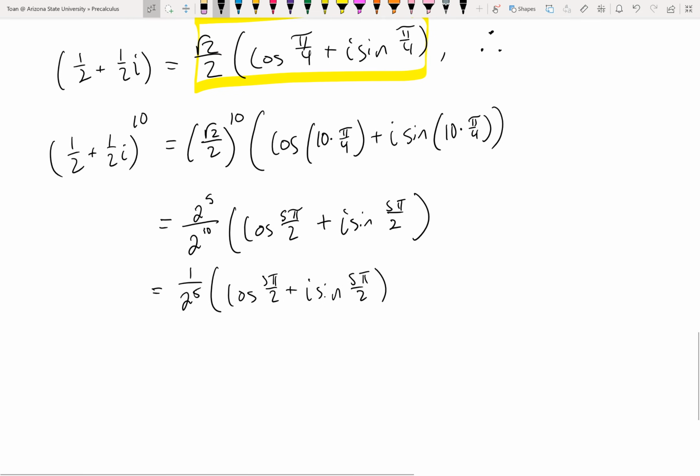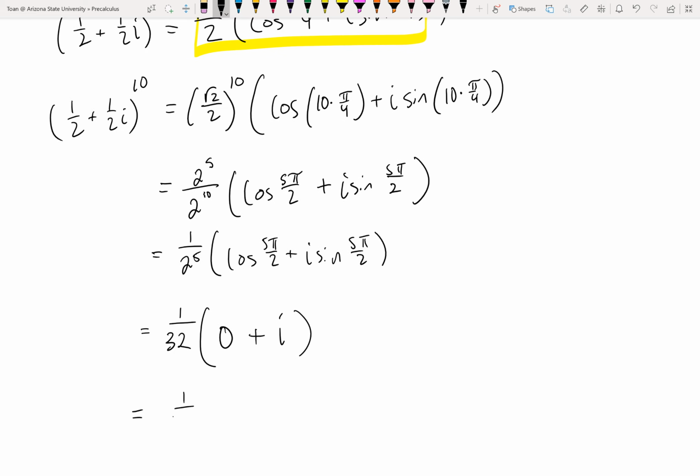So again, to write your answer in standard form, you just evaluate it. Just do it. Figure out what these guys are, and then finally distribute in the modulus. So we have 1 over 2 to the 5th. That's, what's that, 1 over 32. Now, fortunately, 5 pi halves, these guys are special unit circle angles, so I expect everyone to understand and know what they are. So cosine of 5 pi halves is 0, plus sine of 5 pi halves, that is 1, so that's i. So this guy equals 1 over 32 i. Pretty cool. Easy way to find big exponents of complex numbers.